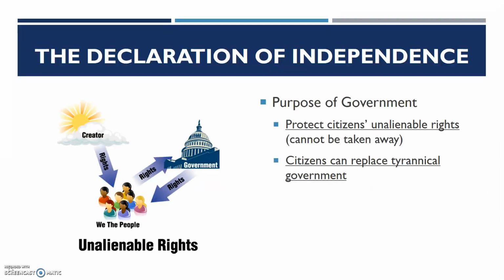The idea that John Locke had that was embedded into the Declaration of Independence was that the purpose of government is to protect citizens' unalienable rights. Unalienable rights are rights that are given to you by God, and they cannot be taken away. And citizens, according to John Locke and Enlightenment thinkers like him, can replace a tyrannical government if it's not protecting their rights. So in the Declaration, they spent a good amount of time listing their complaints and saying that the king has failed us in so many ways, therefore we have the right to replace him.